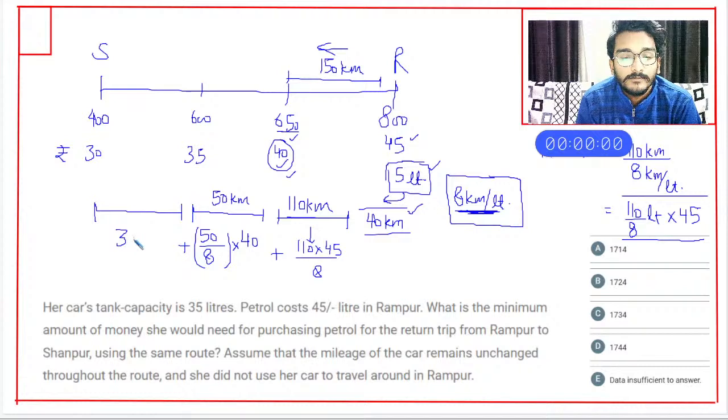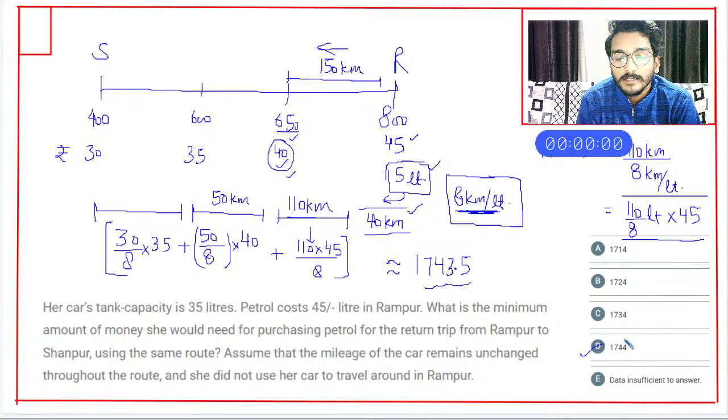And there it is 30. And the mileage is 8. So the cost is 35 rupees. So when you add these values, it is roughly around 140. I have used the calculator for this calculation. So 1744 is the answer. So it is balancing the part. Kilometer divided by the mileage will give you the liter, and the per liter price is 45 rupees. So accordingly, we can find the further values.